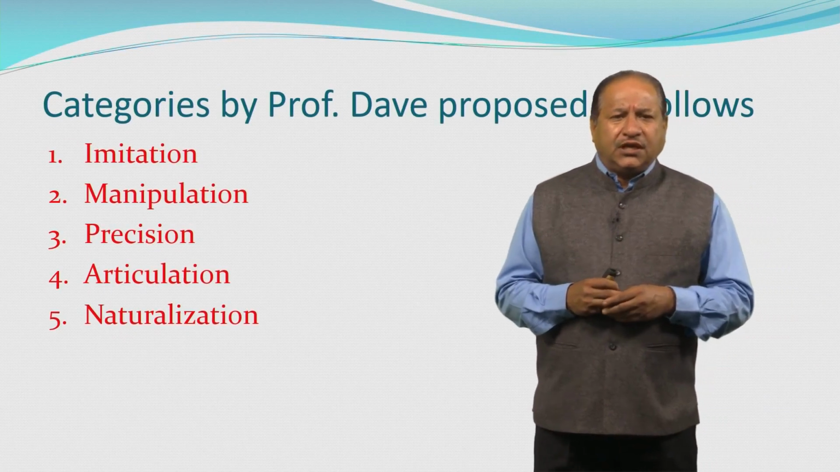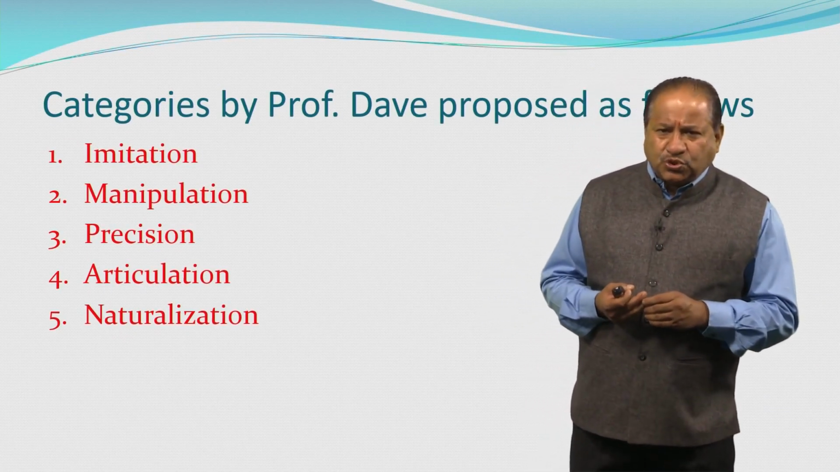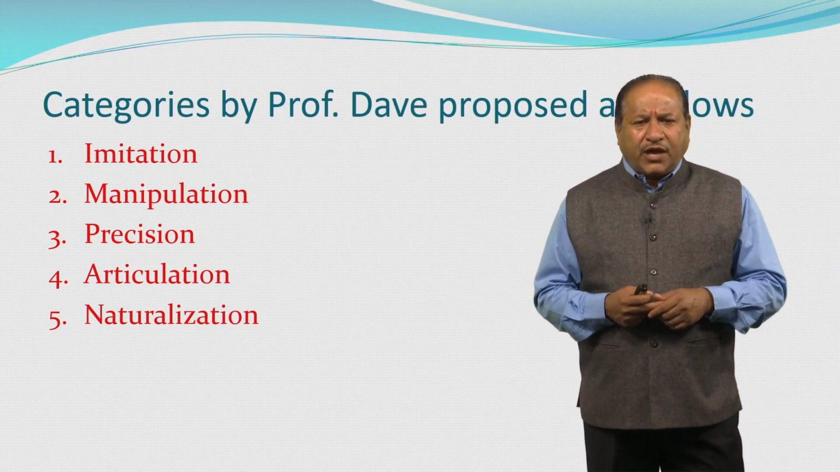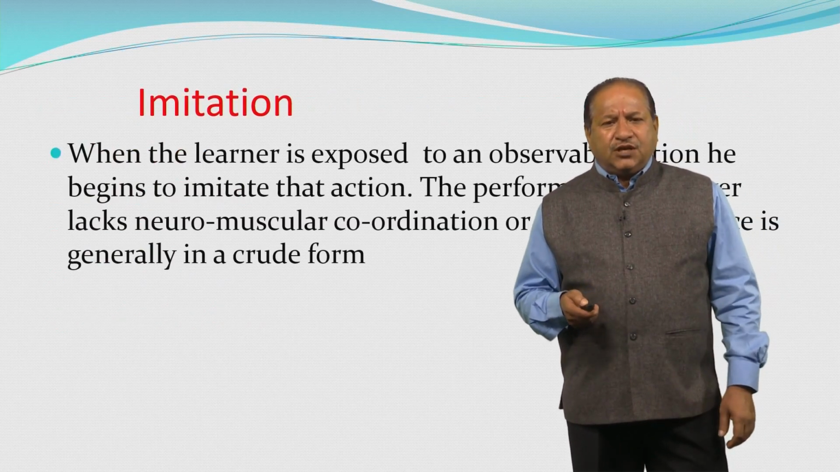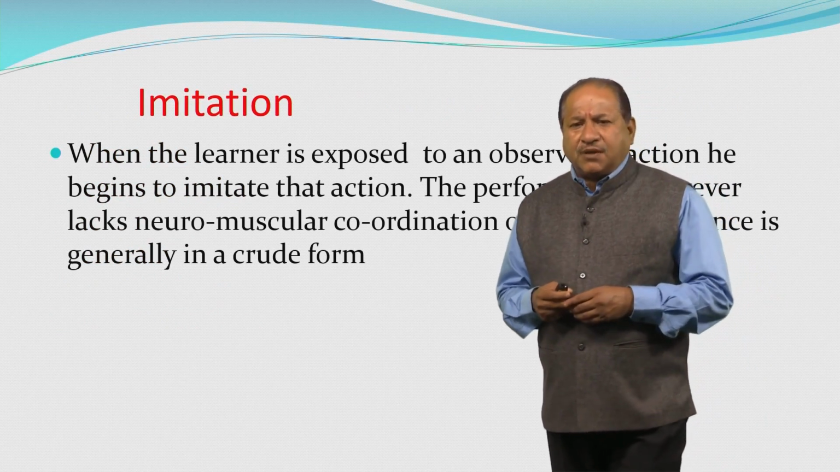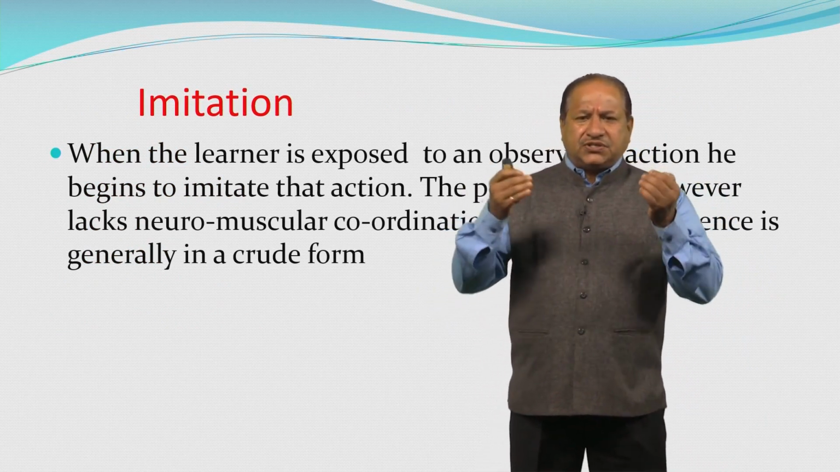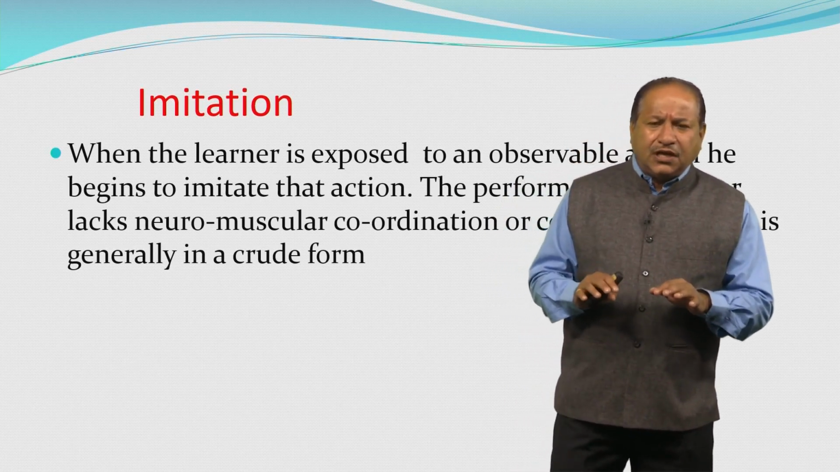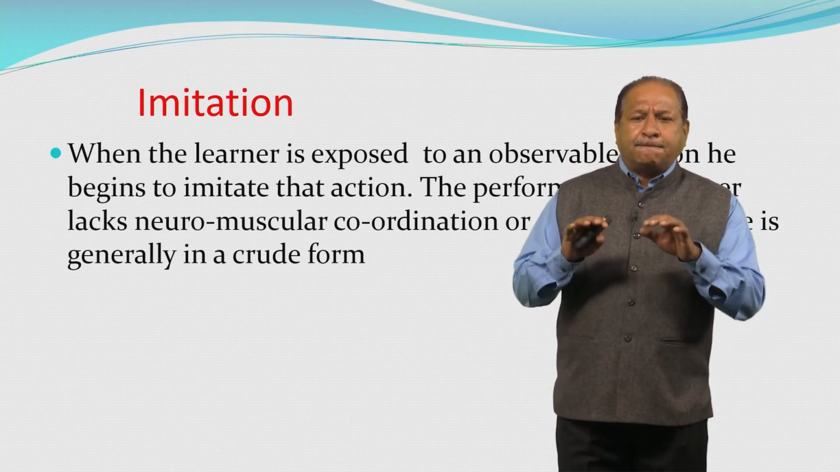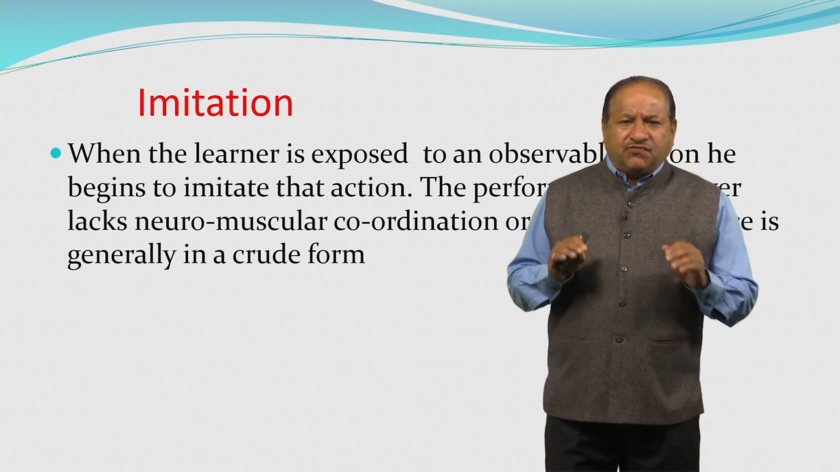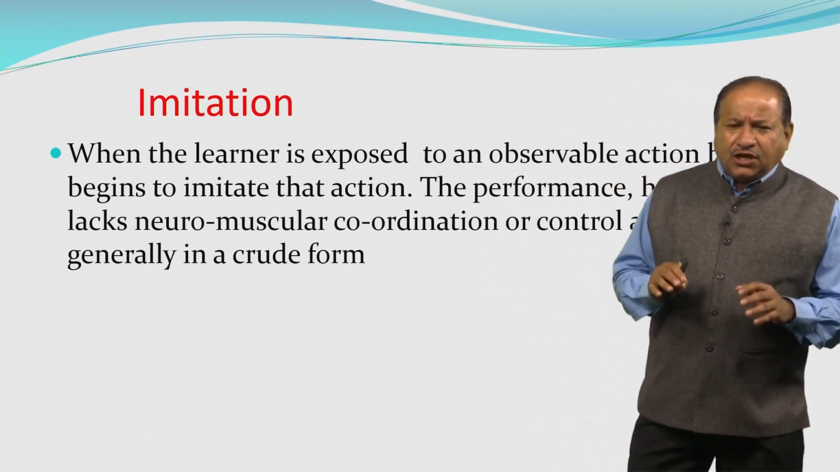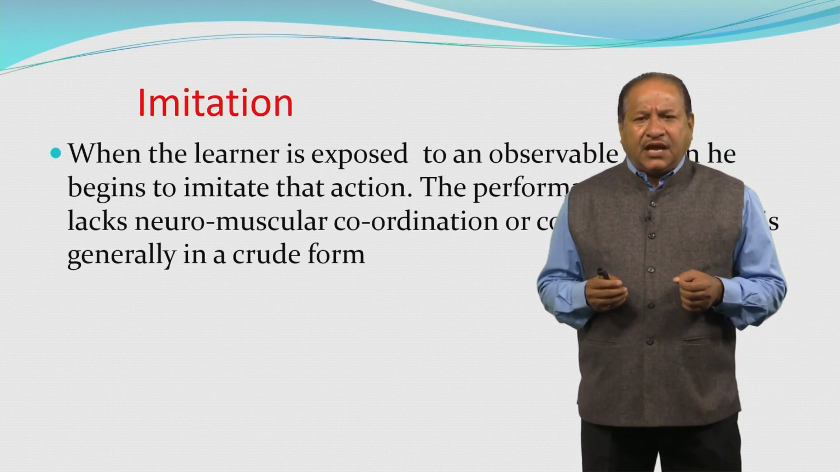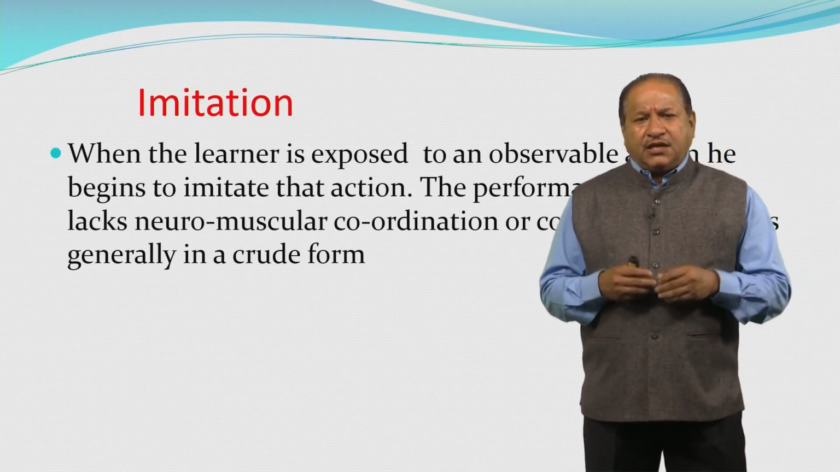We will see now the categories proposed by Professor Dave for the stages of acquiring a skill, one by one. The first is imitation. When somebody is learning any skill, we will take a simple example of somebody interested in learning the harmonium. At that time, the first thing the student looks at is how the excellent, very prominent performer performs, and imitation is done.